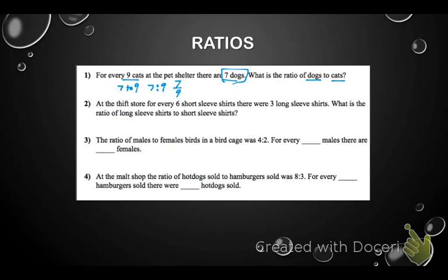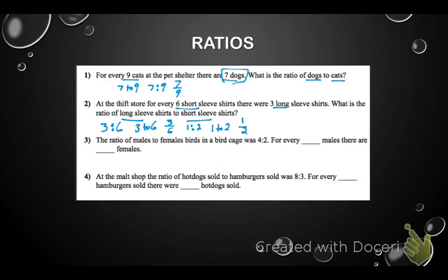At the thrift store, for every 6 short sleeve shirts, there were 3 long sleeve shirts. Whew. So this is 6 short, 3 long. Make sure we know that because we got to put them in order. It says, what is the ratio of long to short? So we need to do the long ones first. So long is 3, to short is 6. So 3 to 6. 3 to 6 and 3 to 6. But most of you realize that 3/6 is not simplified. If I simplified it, it would be simplified to 1/2. So this is actually 1 to 2, 1 to 2, and 1 over 2, which means for every 1 long sleeve shirt, there are 2 short sleeve shirts out there.